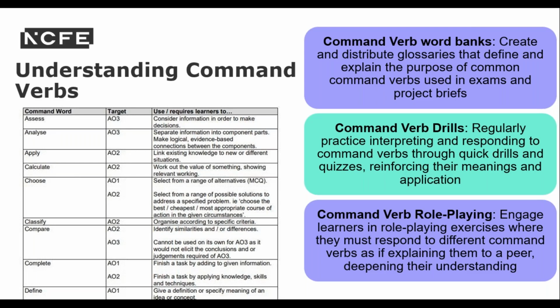Help learners understand command verbs by creating and sharing word banks from the tutor guidance that define their meaning and purpose. Practice breaking them down and responding to command verbs through classwork discussions and quizzes. A classroom activity such as a role play exercise can help deepen their understanding by allowing learners to explain command verbs to their peers. Command verbs are vital for your learners to aim for the higher band questions within the V Cert qualifications.